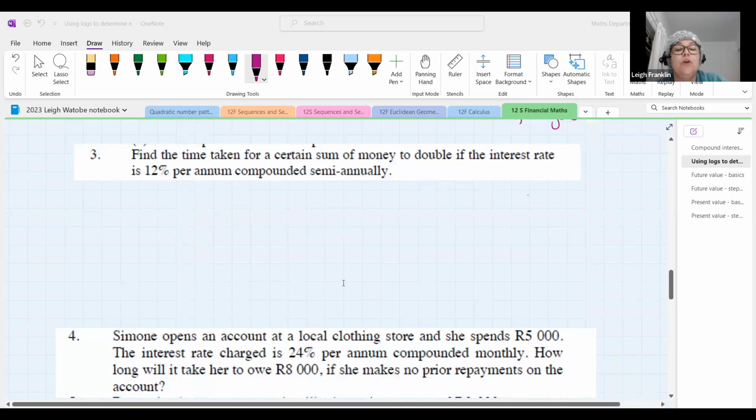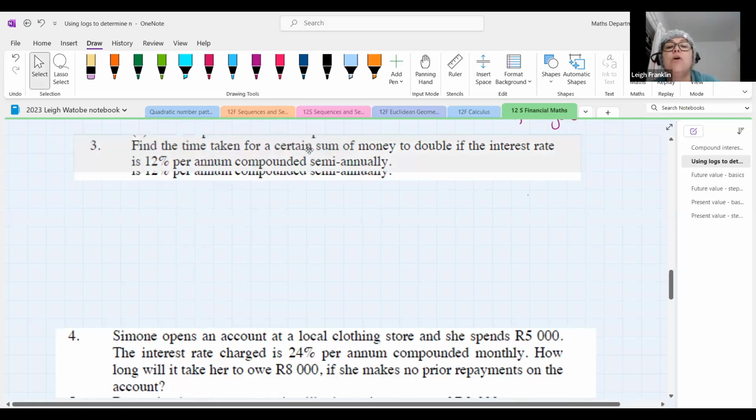So let's go back and have a look at question 3. Again, it's an implication that we need to calculate n: find the time taken for a certain sum of money to double if the interest rate is 12% per annum compounded semi-annually. So which formula are they implying we need to use in this case? Okay, Lichlu's already got the answer. That's cool, Lichlu. If you want to go on and have a look at question number 4, that's fine.